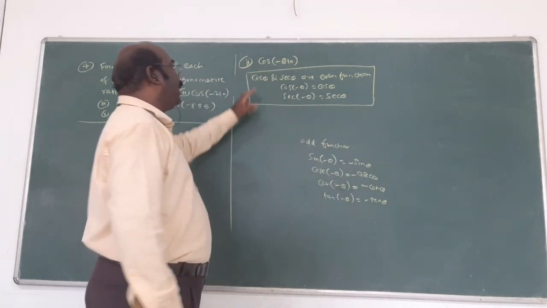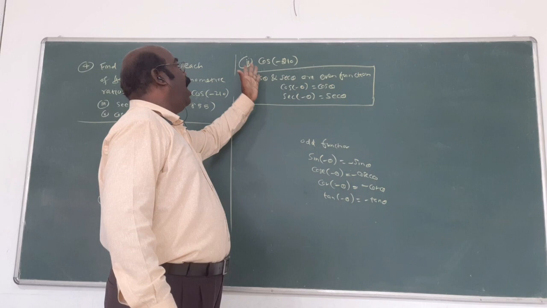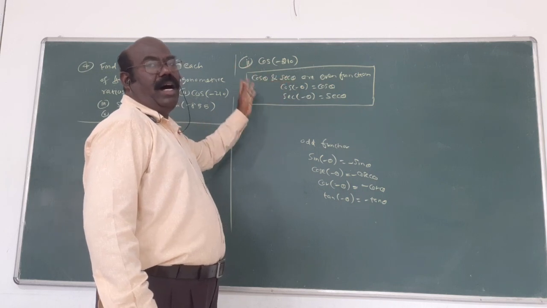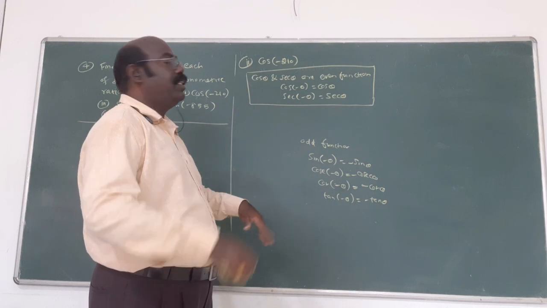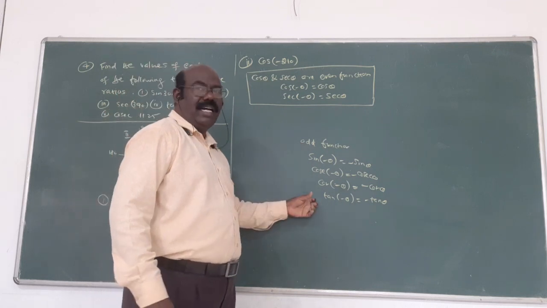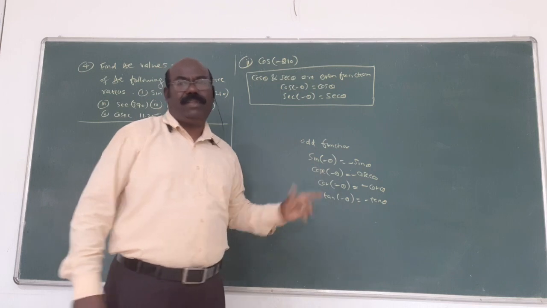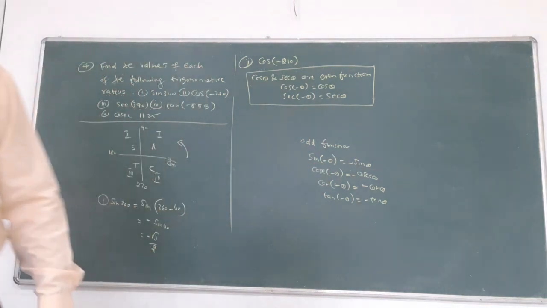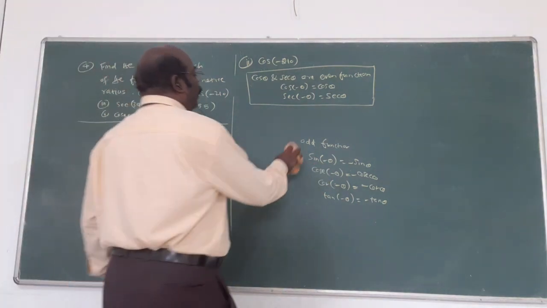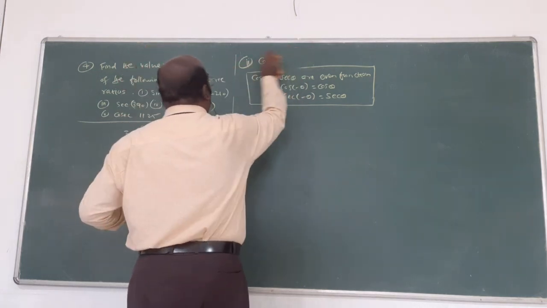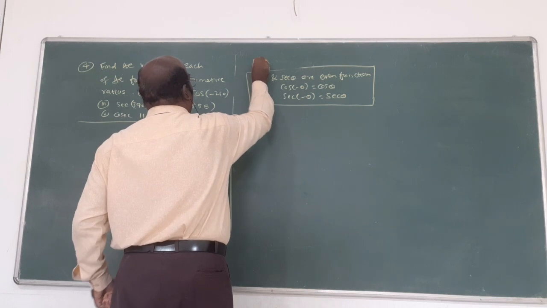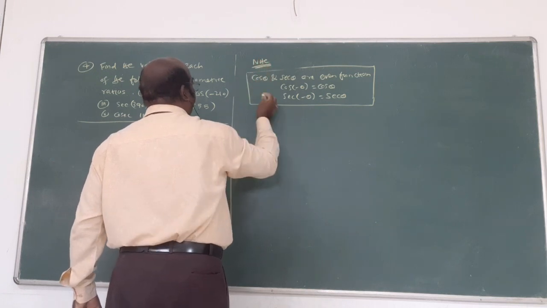Only cosine and secant are even functions. Cos of a negative angle or secant of a negative angle means the negative will not come. The remaining four functions are odd functions, but the negative will come. We got one more concept there: cos and secant are even functions. This is the formula. Otherwise, write a note. Right, this is a note, an important formula for these problems.